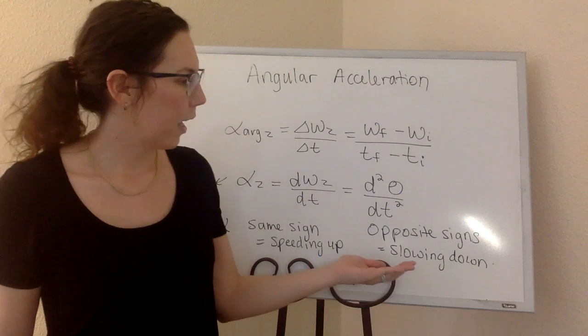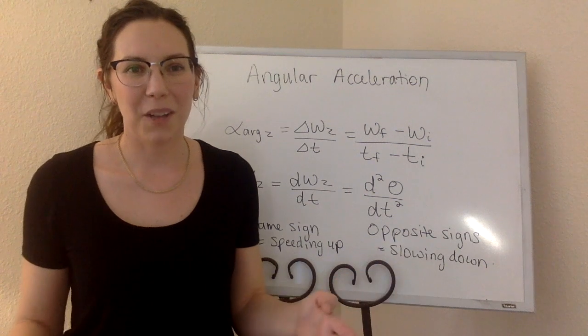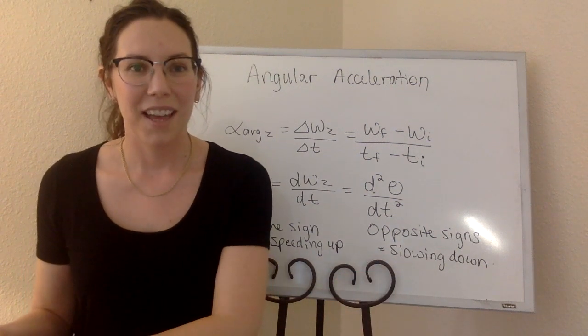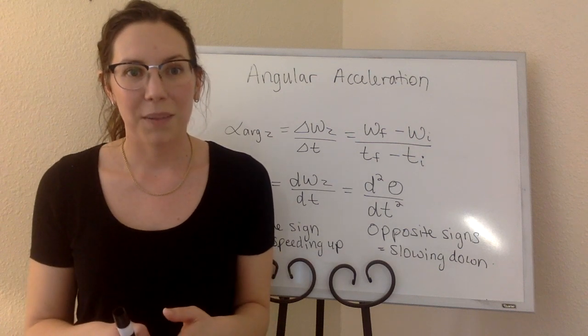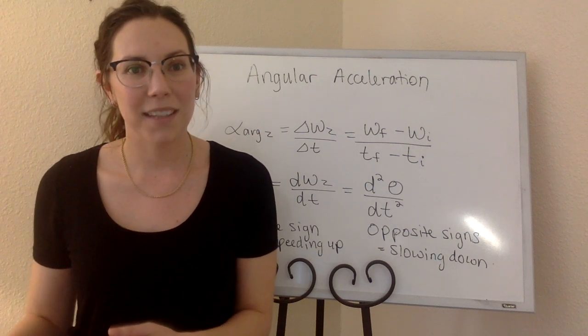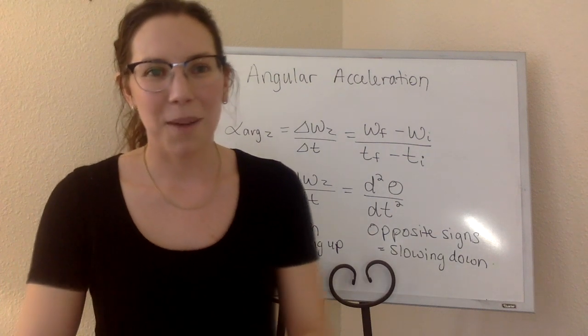So this could be for counterclockwise rotation with a negative angular acceleration. That would mean slowing down. Or clockwise rotation with a positive angular acceleration. That would be slowing down as well. All right, let's do one more example.